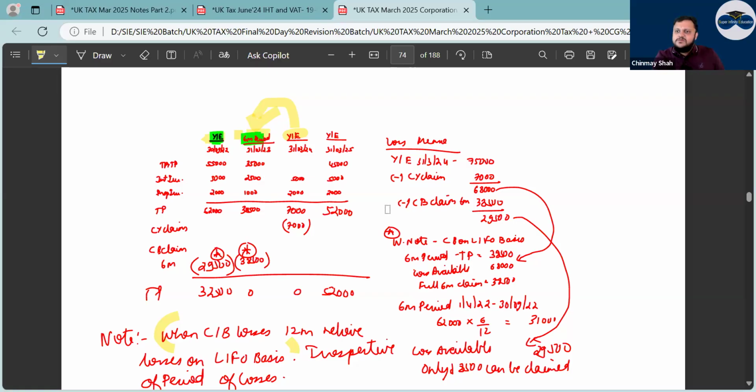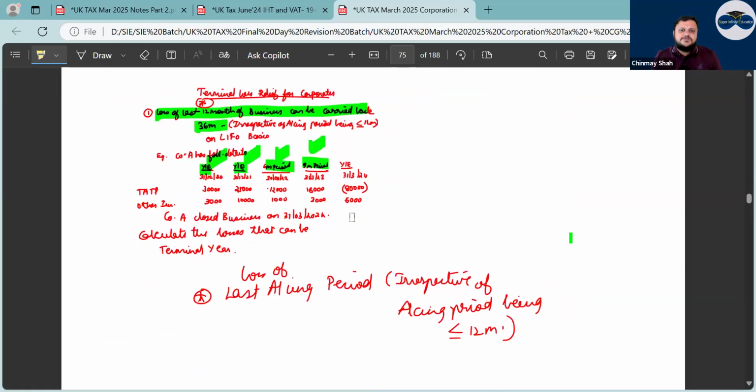I have done a question here, correct? So the loss making period may be 3 months, 4 months. The loss making period is not important. If you have to carry back, first use it in current year, then when you carry back, you can carry it back 12 months, right? On LIFO basis. Whether the period before is less than 12 months or even more than 12 months, you use only 12 months on the LIFO basis, right?